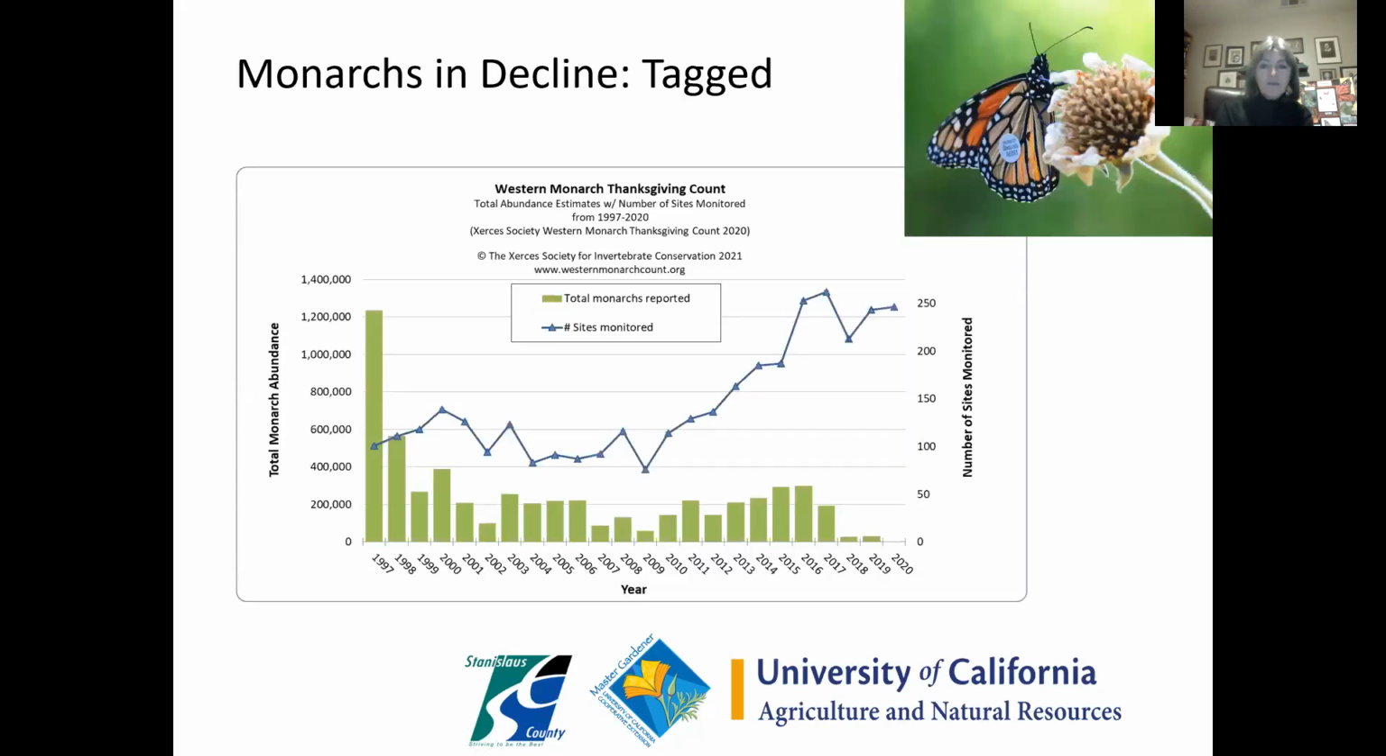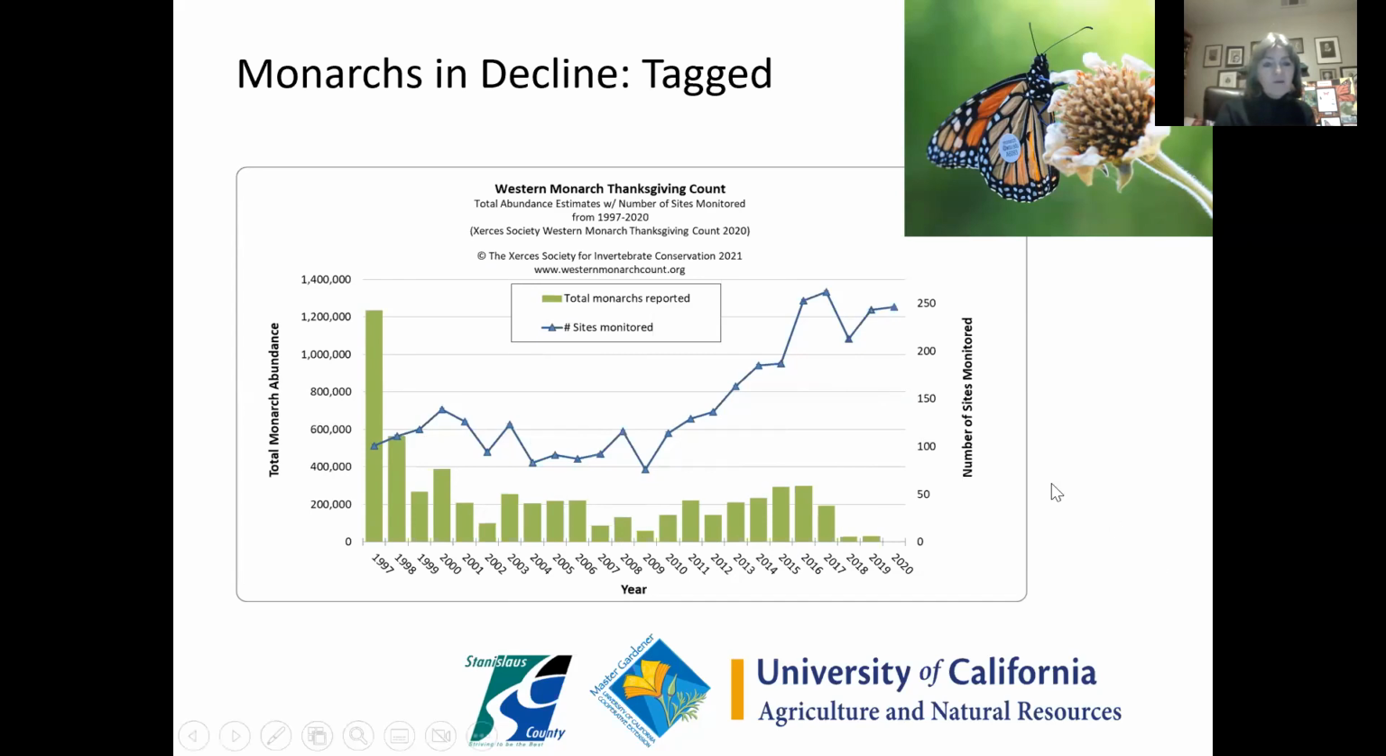Here are some graphs we're going to share with you. This is the Thanksgiving count for the Western monarch. It shows you from a period of 1997 to 2020, and it has gone up a little bit since 2020. The green bar you see is the total number of butterflies. This used to be 1,200,000 here in 1997 on the left. And then if you go to the right, there's almost nothing down there, pretty close to zero for the numbers of how many butterflies were there.